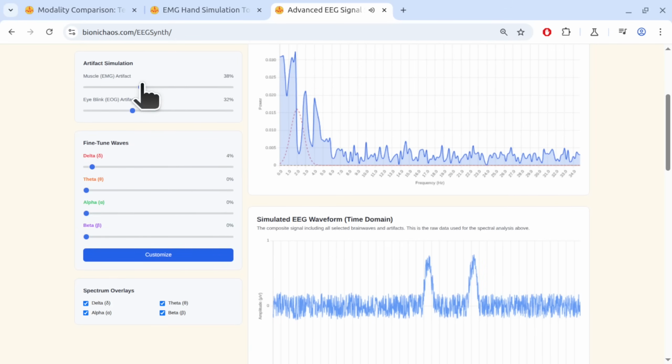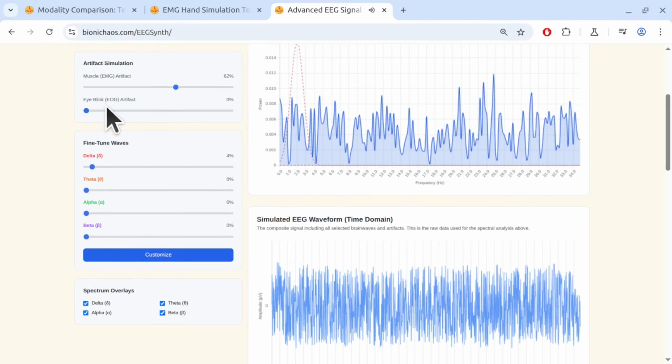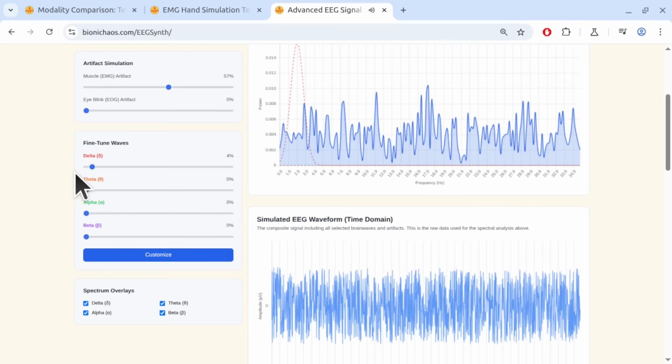And then there's eye blink artifact, EOG. That shows up differently. How so? As large, slow wave spikes, usually below 1 hertz.